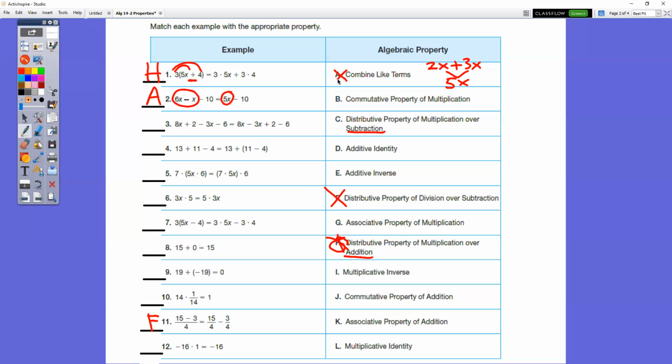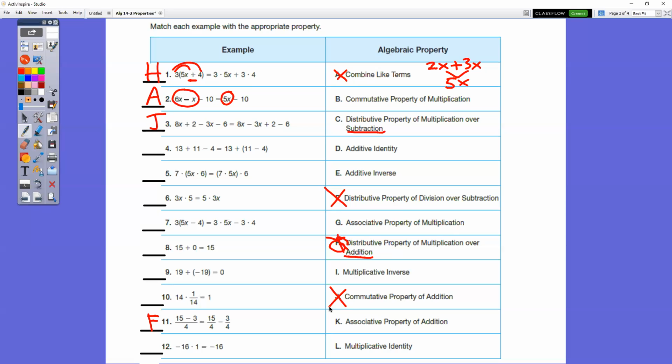In question number 3, notice what we're doing. We have 8x minus 3x minus 6. But then we have the two x's and then the two plain numbers. So what we're really doing is switching around the order of things. We're switching around the order and we're adding. So this would be choice J, commutative property of addition.